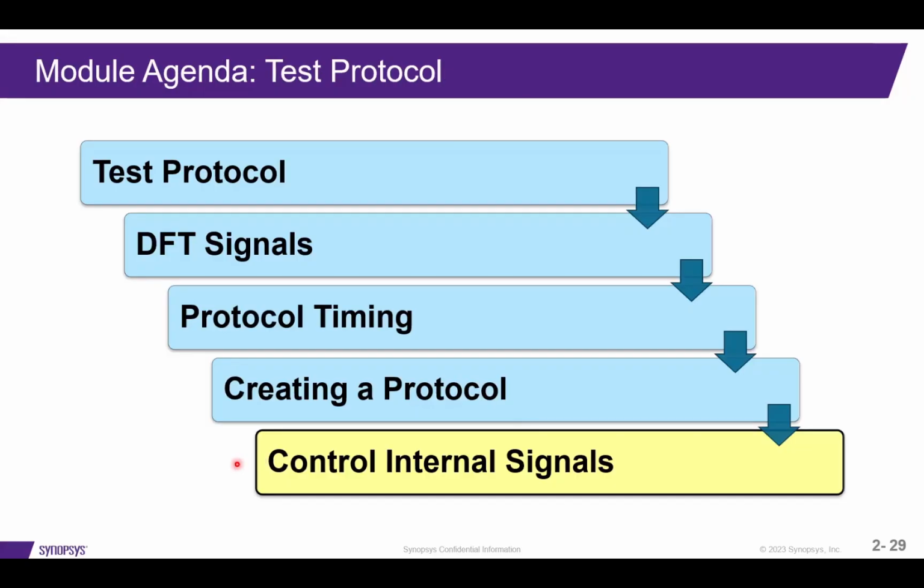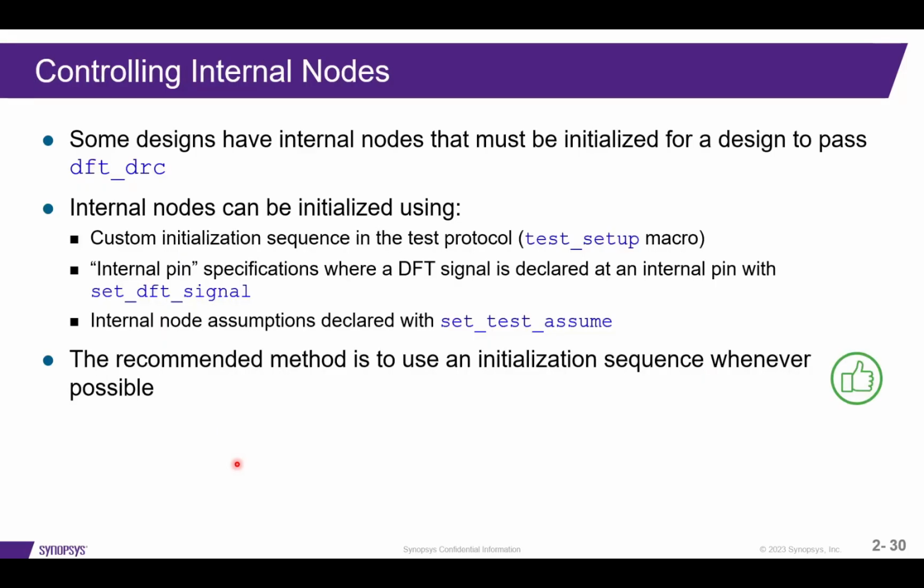Next up is how to control internal signals in the test protocol. So in your design, you may have some internal nodes that must be initialized for a design to pass DFT-DRC. So how would you initialize these internal nodes? You could define a custom initialization sequence in the test protocol by modifying the test_setup macro. Alternatively, you can define a signal using the internal pin specification, where the DFT signal is defined as an internal pin using the set_dft_signal command. Or you can define to the tool the mode assumptions using the set_test_assume command. The recommended method is to use an initialization sequence whenever possible, so that is item 1.